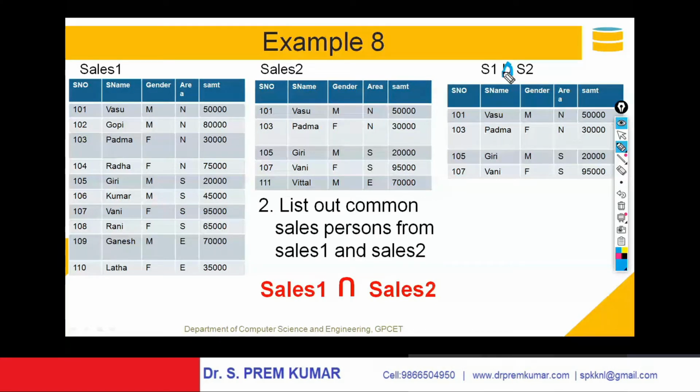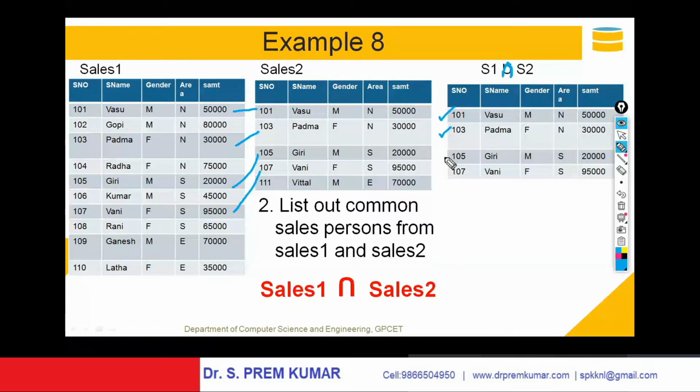List out the common salespersons from sales 1 and sales 2. He is asking for the common persons existing in both sales 1 and sales 2. 101 is common. 103 is common. 105 is common. 107 is common. 111 you don't have here, so leave it off. And hence you will get 4 rows. You get the data of 101 because it is common, and 103 is common here and there in sales 1 and sales 2.